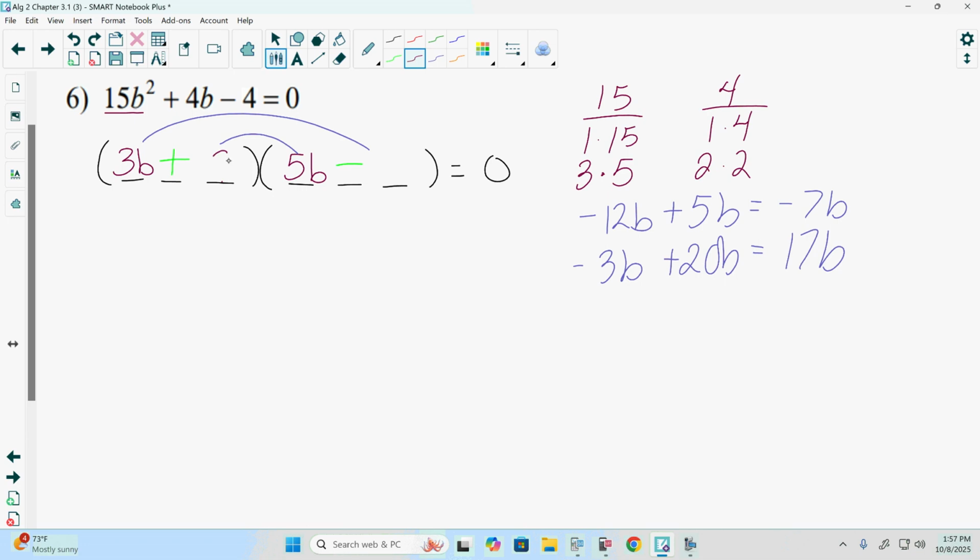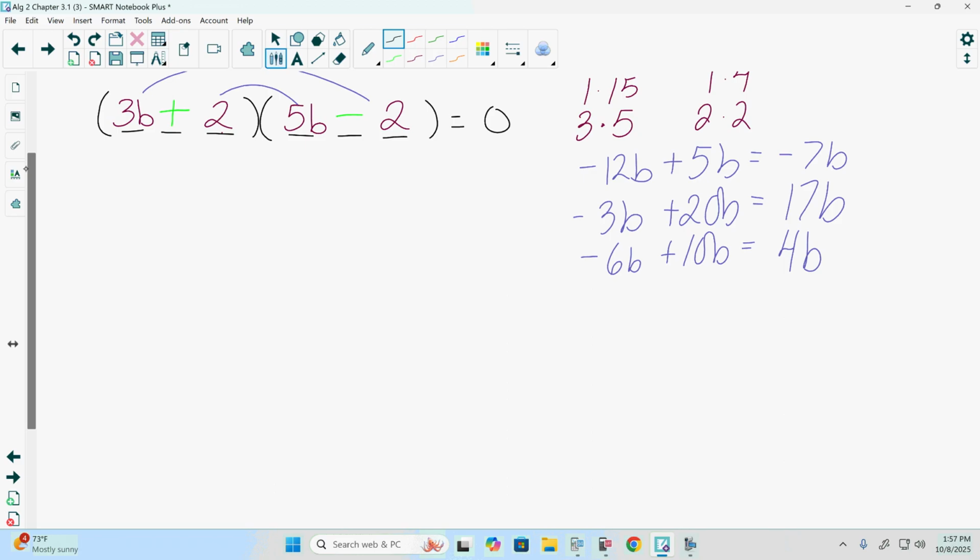So the other option we can try is 2 and 2. If 2 and 2 doesn't work, we can switch from 3 and 5 to 1 and 15. At this point here, 3b times -2 would be -6b. 2 times 5b would be positive 10b. And -6b plus 10b, -6 plus 10, would be positive 4b. Is that the middle term we wanted? Yes. If we were factoring, we'd be done.